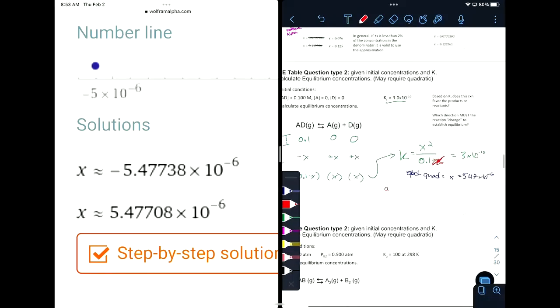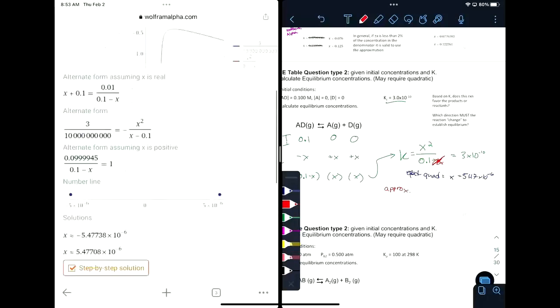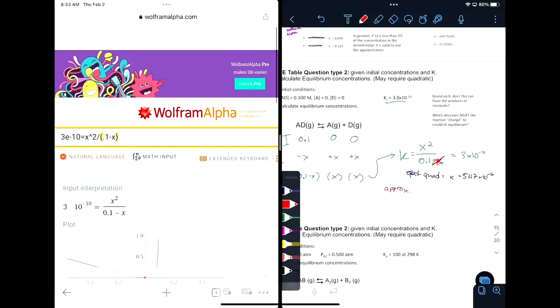So using the approximation instead, where we ignore that minus x part. So I'm just going to do that right now.